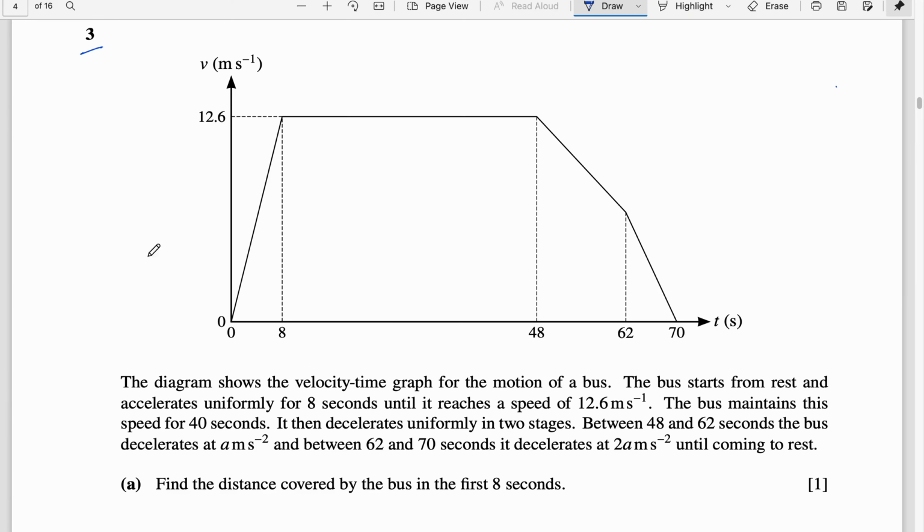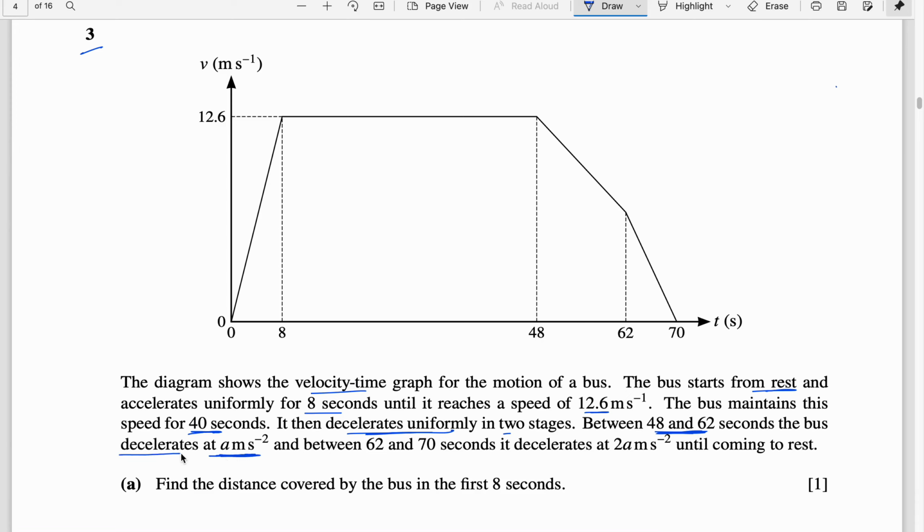Question number 3. The diagram shows a velocity time graph for the motion of a bus. The bus starts from rest and accelerates uniformly for 8 seconds until it reaches a speed of 12.6 meters per second. The bus maintains this speed for 40 seconds, horizontal for 40 seconds. It then decelerates uniformly in 2 stages between 48 and 62 seconds. The bus decelerates at A meters per second square.